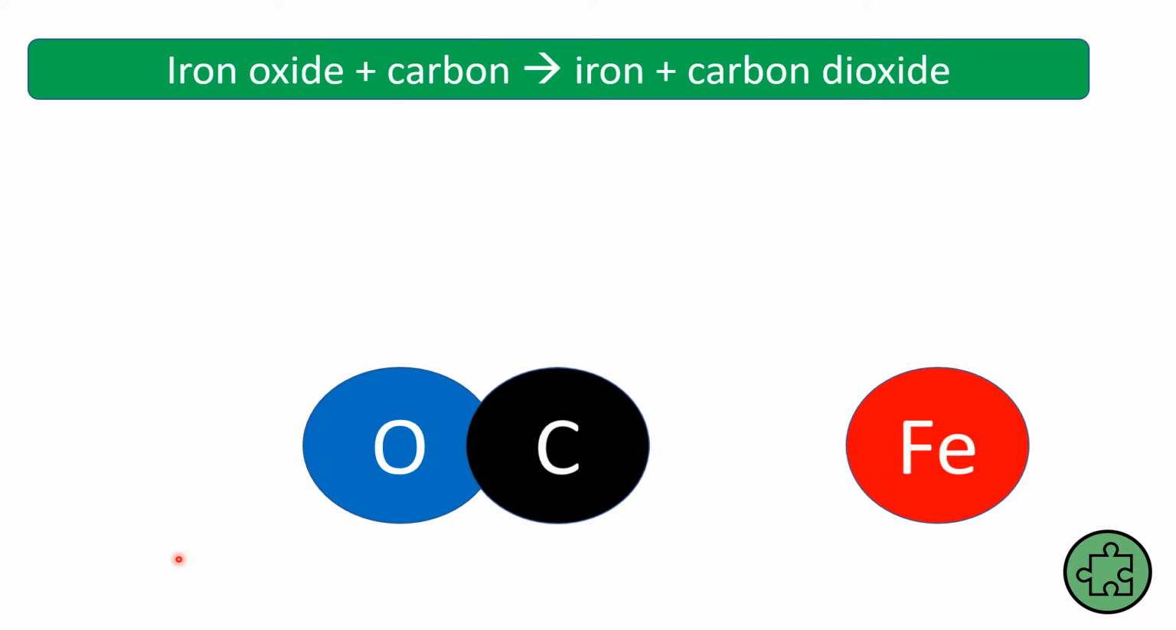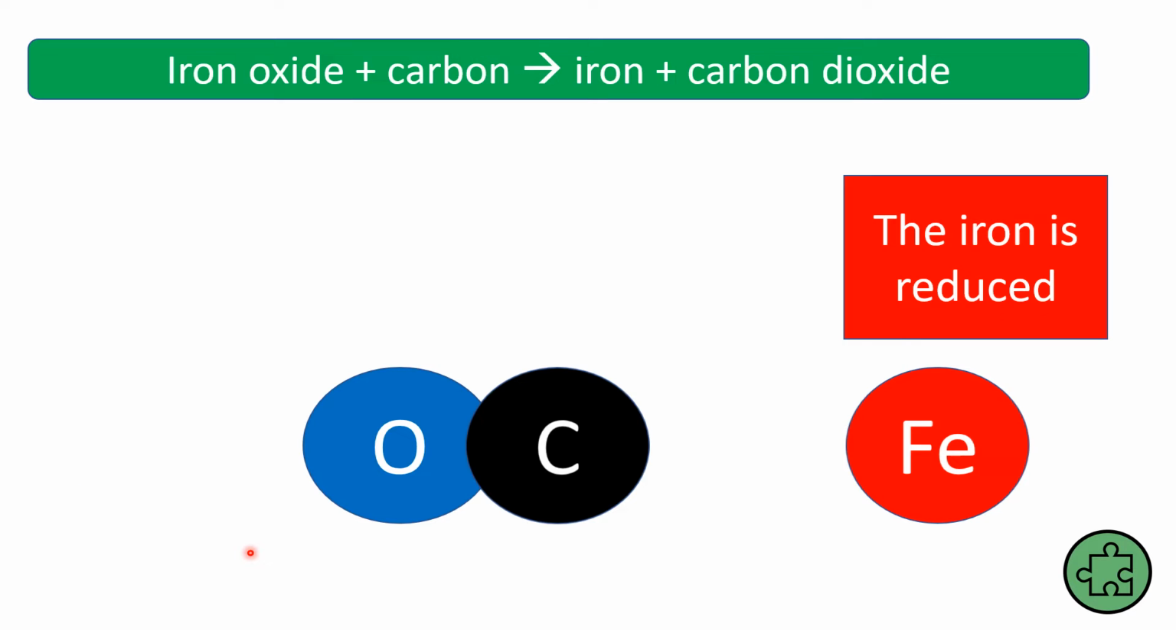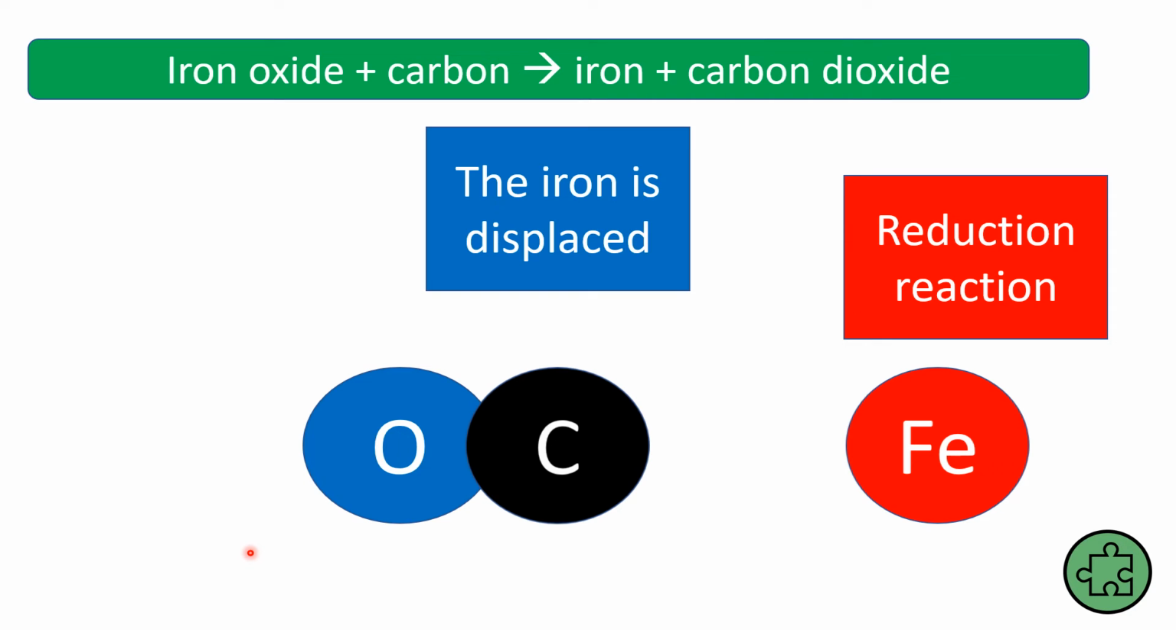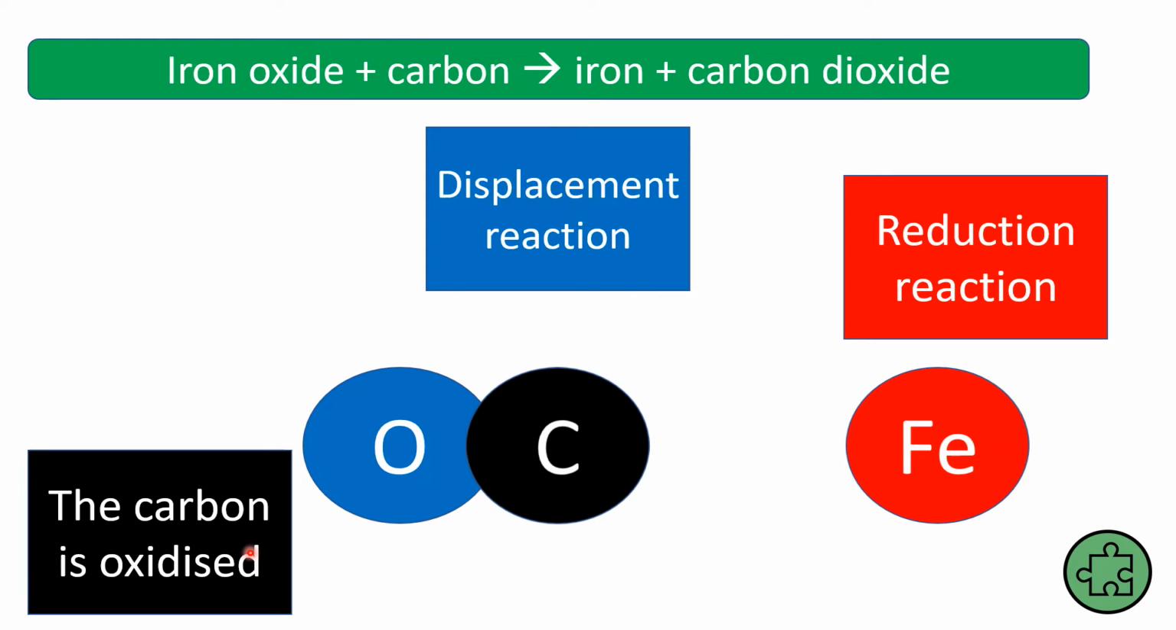That's what we want. Now you might notice that the iron lost its oxygen, didn't it? In which case we would say that the iron is reduced, okay? It's lost its oxygen, and so this is a reduction reaction. But we also said that the iron was displaced by the carbon, so this is also a displacement reaction. The carbon itself is gaining oxygen, and so it's oxidized. This is an oxidation reaction.